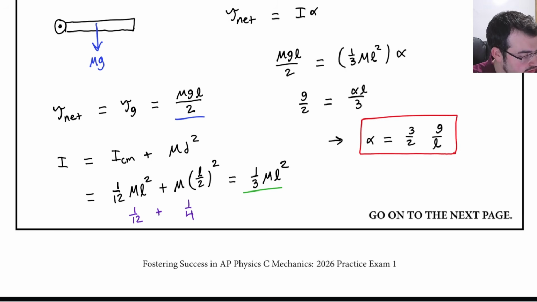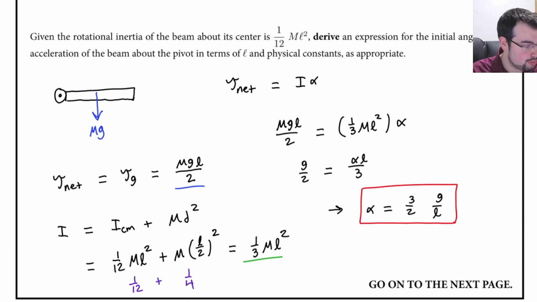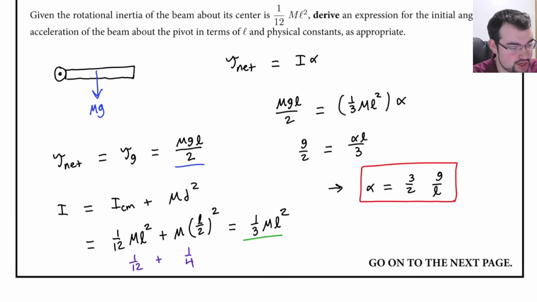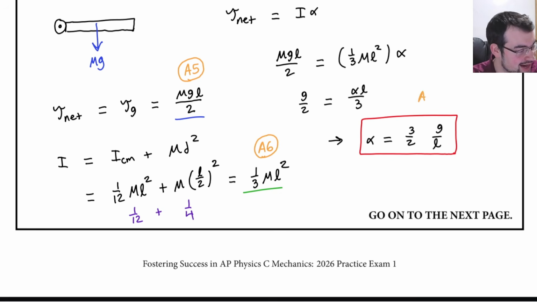Notice that the only variable there is L, because g is a constant. So how do we get our points here? Well, we're more stingy on this part. To get A5, you had to get the correct torque, so you had to indicate the net torque was mgL over 2. You had to indicate the moment of inertia was 1/3 ml squared. And then you had to get the correct answer for A7.